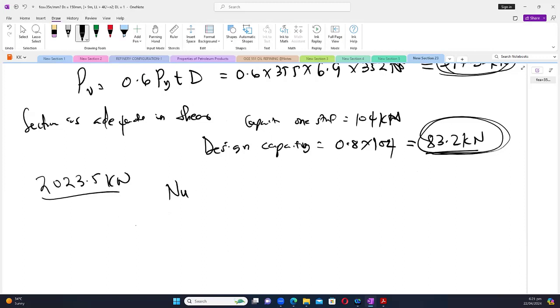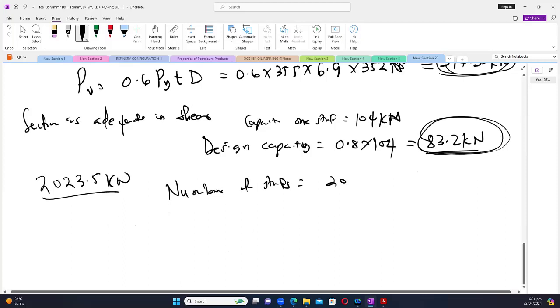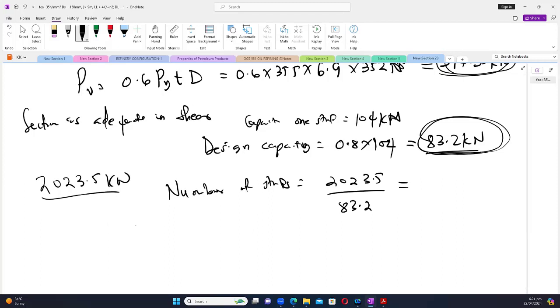So therefore, the number of stacks needed will be 2023.5 over 83.2. Okay. Anyone? Don't round it off. Give me the answer. I'll round it off myself. Anyone? Yes. 24.32. Okay. And they are all kilonewtons, so it's dimensionless. But yes, we can round it up to 25 and even 26. We just have to pick something greater than 24.32. Okay.